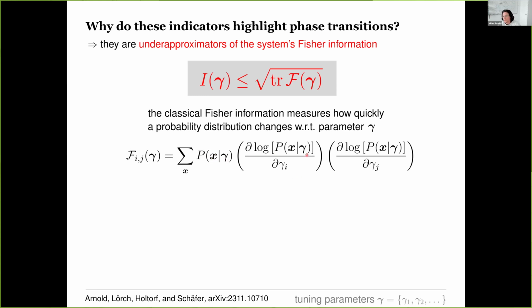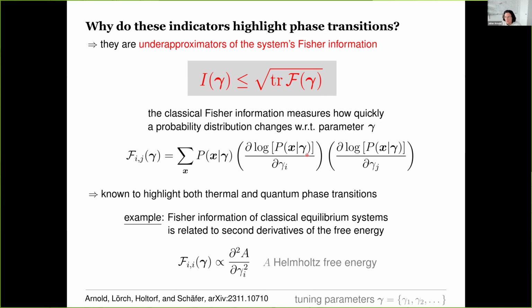Now, the Fisher information is a quantity from statistics, and per se has nothing to do with physics. But if we plug in probability distributions underlying the measurement statistics of physical systems, then we see that actually the Fisher information highlights thermal and quantum phase transitions. And this has been known for a while.